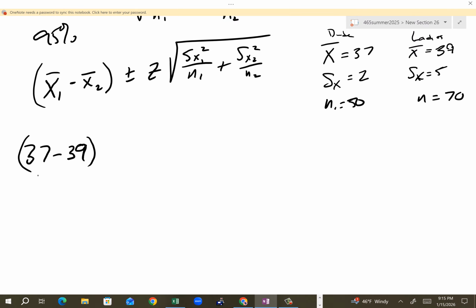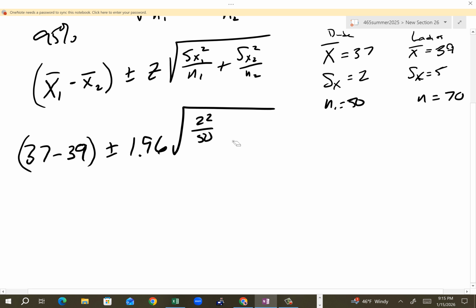And I'll show you why momentarily. Plus or minus 1.96 square root of 2 squared over 50, that's 2 squared, which is 4. I'm just going to write 4 over 50 plus 25 over 70.